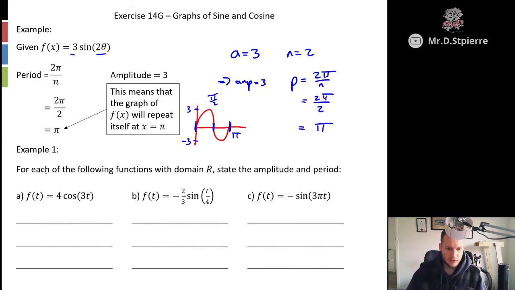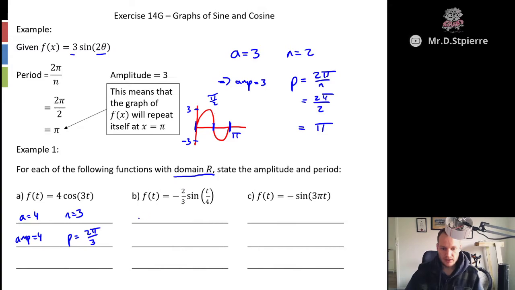Right here. So for each of the following functions with domain R, so that means all real values, which means the function will repeat on and on and on forever effectively, state the amplitude and the period. Well, a equals 4, n equals 3, so our amplitude is equal to 4, and our period is equal to 2 pi on 3. Pretty straightforward.